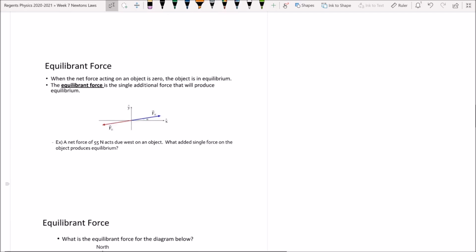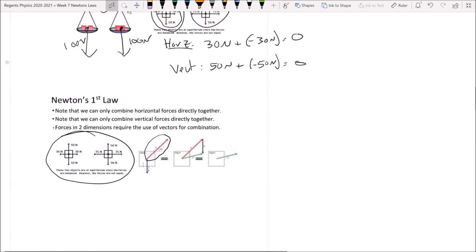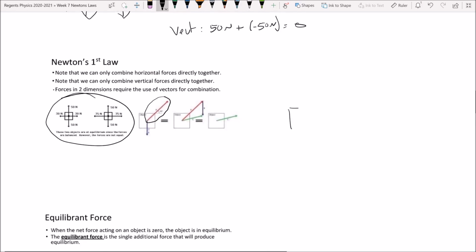Now, let's go back and look at just a small example of this. So imagine if I had, we'll say, a force of 3 newtons this way and a force of 4 newtons this way. You might ask, what is the net force acting on this object? Well, to get the net force here, we can't combine these two directly, so we don't know if this object is in equilibrium, but I can combine them by using vectors.